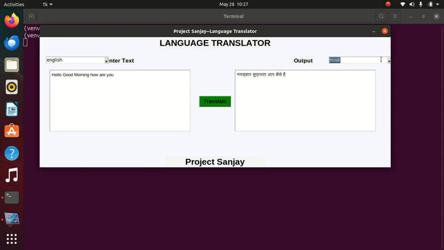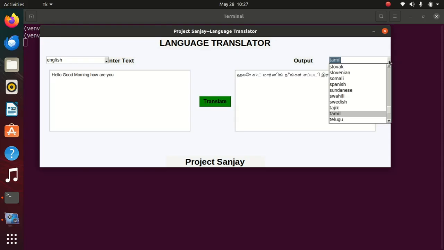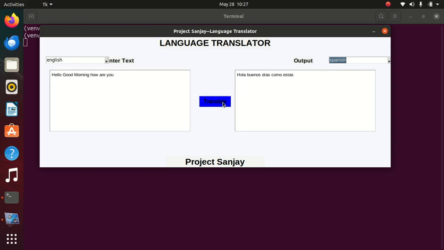Now I will try another language, Malayalam, Tamil. Yes, it is there in Tamil. Spanish. Yes, so I successfully did language translation without using speech recognition.